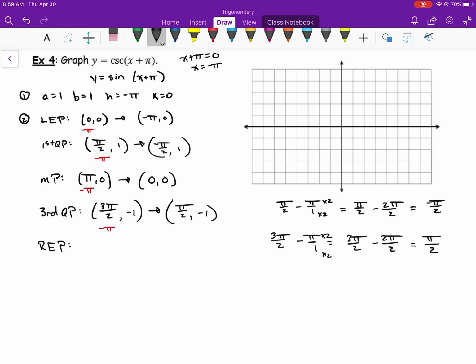And my right endpoint is 2 pi over b, so it's 2 pi, 0, minus pi. So 2 minus 1 gives me 1. So I get pi, 0. So my scales, I'm going to go by, I guess, half pi's. So pi over 2, pi, 3 pi over 2, 2 pi.